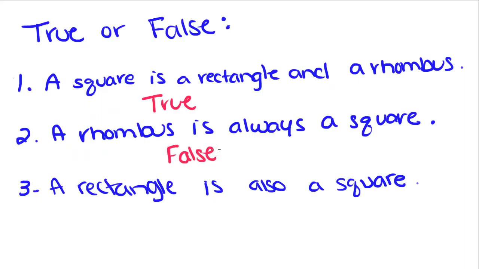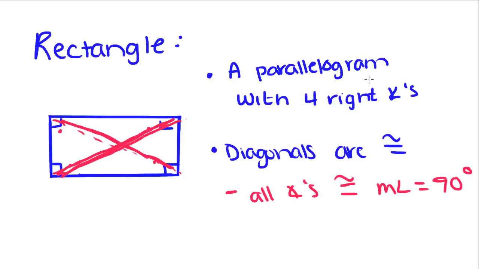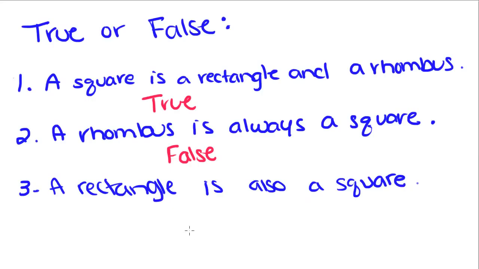So number 2 is false. A rectangle is also a square. If we go back and look at what a rectangle is, it's a parallelogram with 4 right angles. But a square also has to have 4 congruent sides. So a rectangle is not also a square.